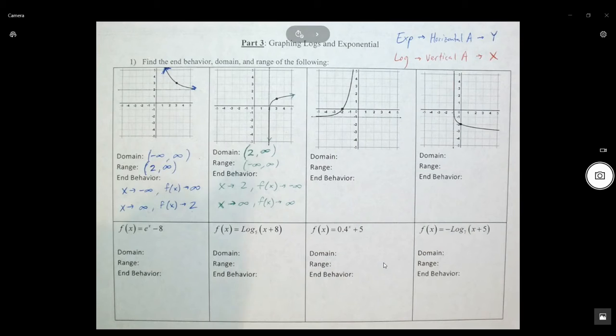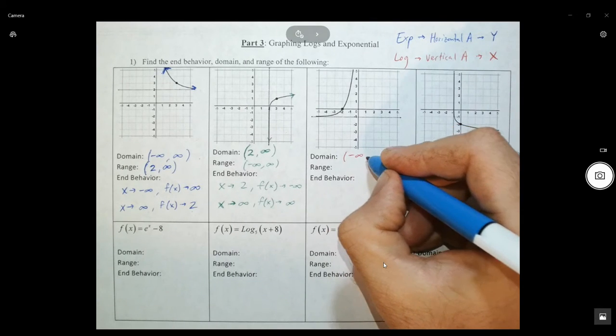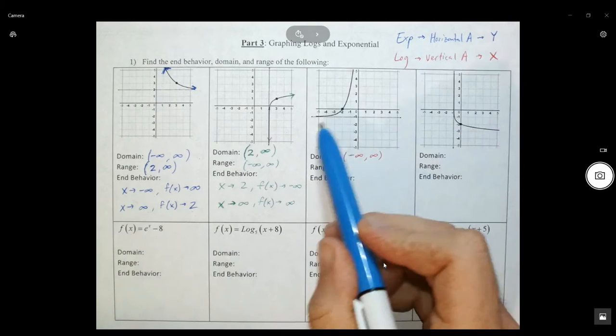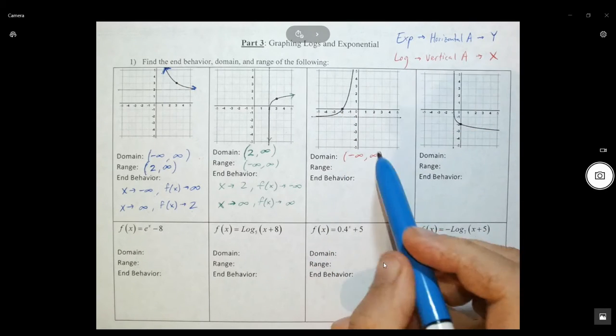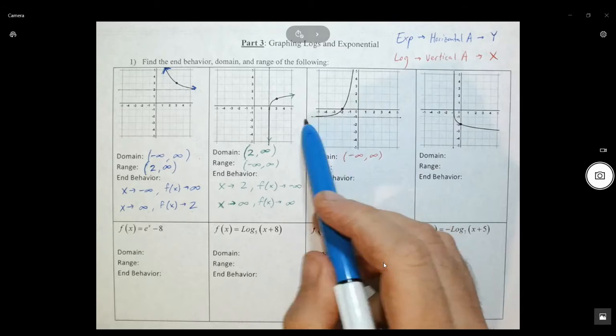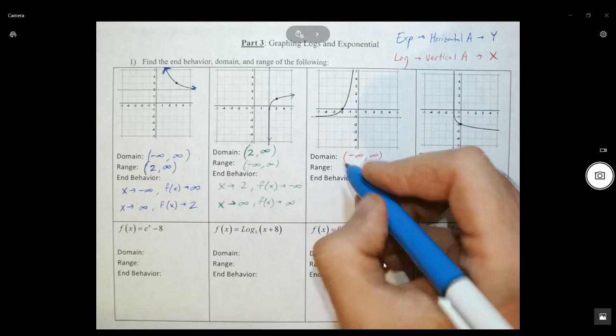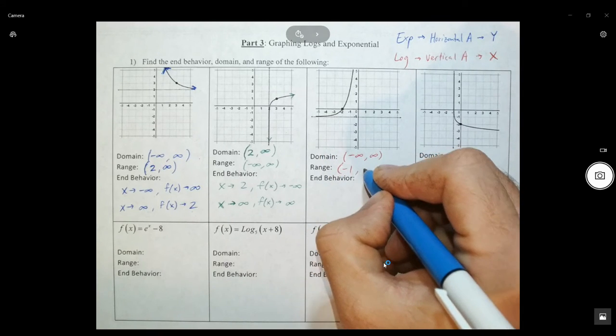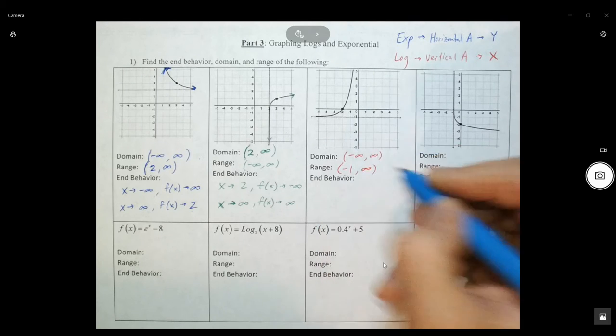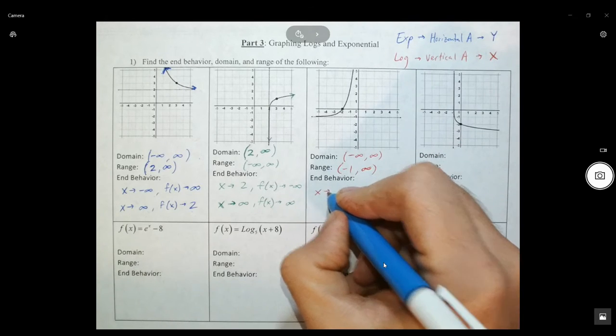All right, third one, exponential, because of a horizontal asymptote. My domain is going to be all real numbers, negative to positive infinity. There's nothing stopping it left or right. I am going to have a floor again, so something on the bottom will stop it. It'll be at negative 1. So floor, but no ceiling, so that's positive infinity. Go ahead and start your end behavior.